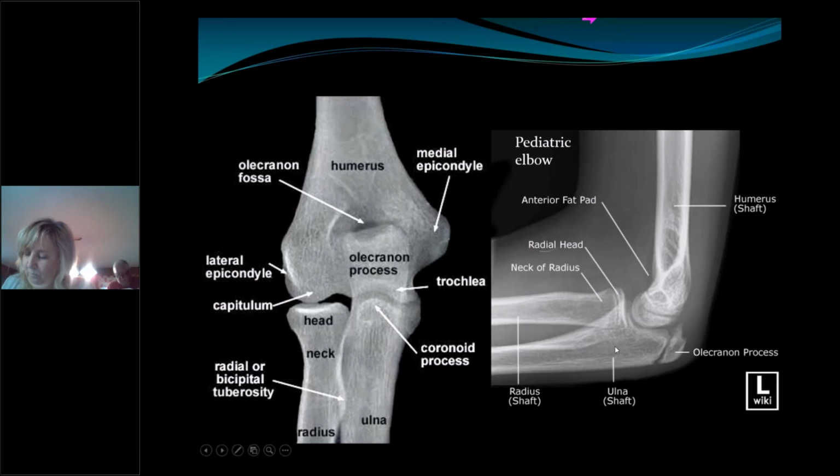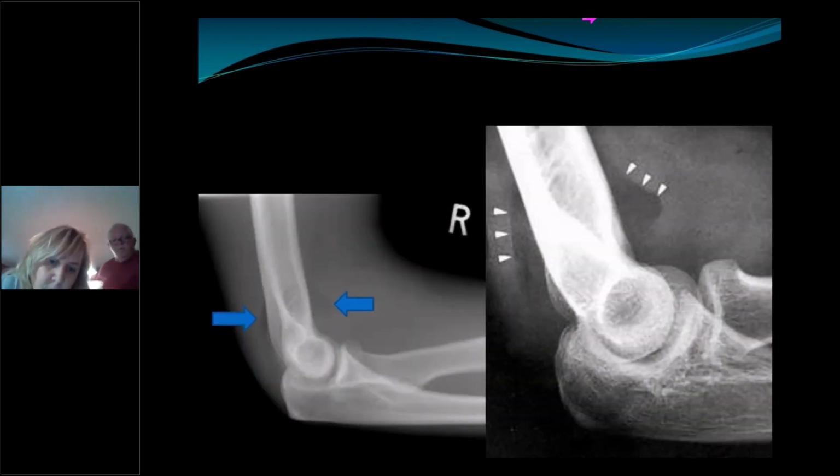Here's some examples of what it looks like on the AP and lateral view diagrammed out. Again, the picture on the right is a kid's elbow because we see the growth plates are still there, but the anatomy is still pretty much the same. These are 2 examples of those fat pad signs that I talked about. The anterior fat pad sign, obviously here in the front, and then the posterior fat pad sign here. As I said a moment ago, you do not have to have both. If you've got one or the other, it's a fracture until proven otherwise.